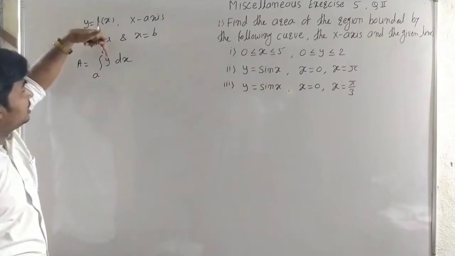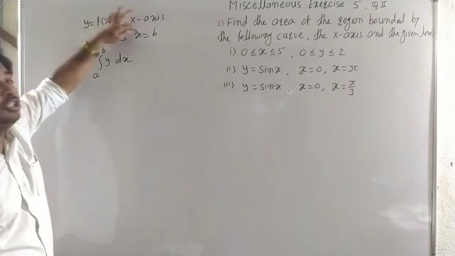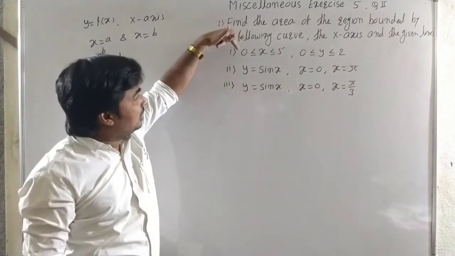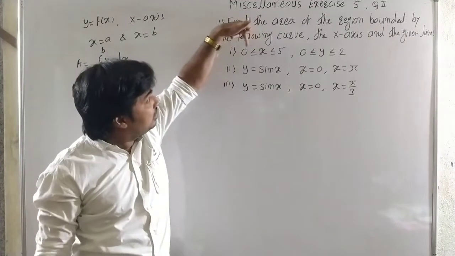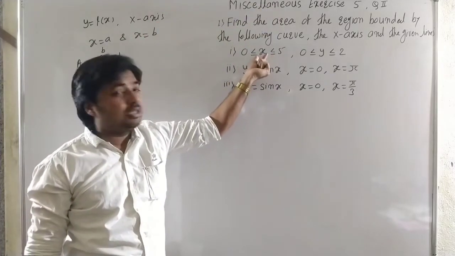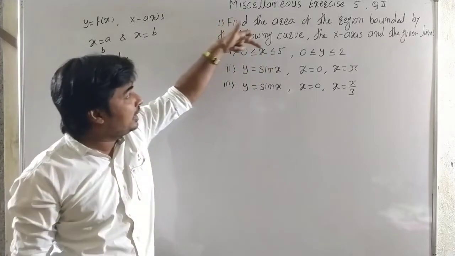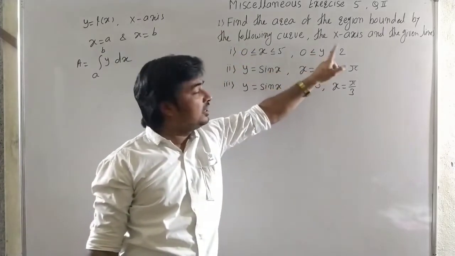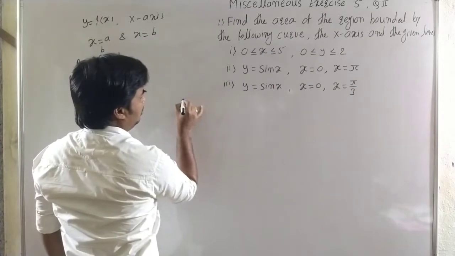y is equal to f of x is the equation of the curve, with the x-axis, and in between these two lines. Now here the first example, there are two conditions: 0 less than or equal to x less than or equal to 5. This is the condition for the boundaries, that is, x is equal to 0 and x is equal to 5 are the two lines. And the curve is y is equal to 2.